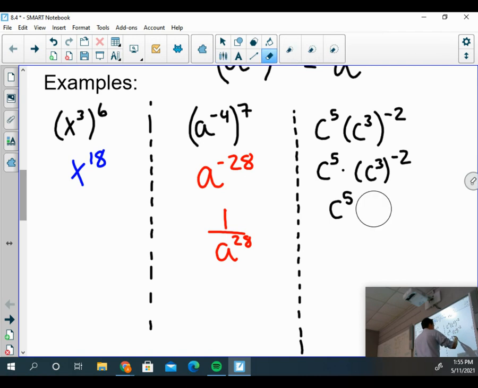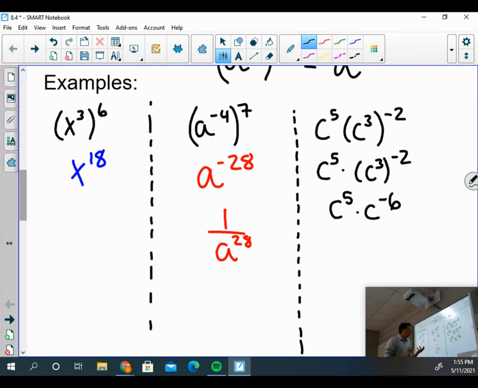I'll do my power to a power, and I will end up with c to the negative sixth. Now I can handle my multiplication, c to the fifth times c to the negative 6. This goes back to 8.3. We have c to the fifth times c to the negative 6, like bases multiplied together. We add the exponents, giving us c to the negative 1. And then we apply our 8.1 knowledge and simplify our negative exponent to be 1 over c.